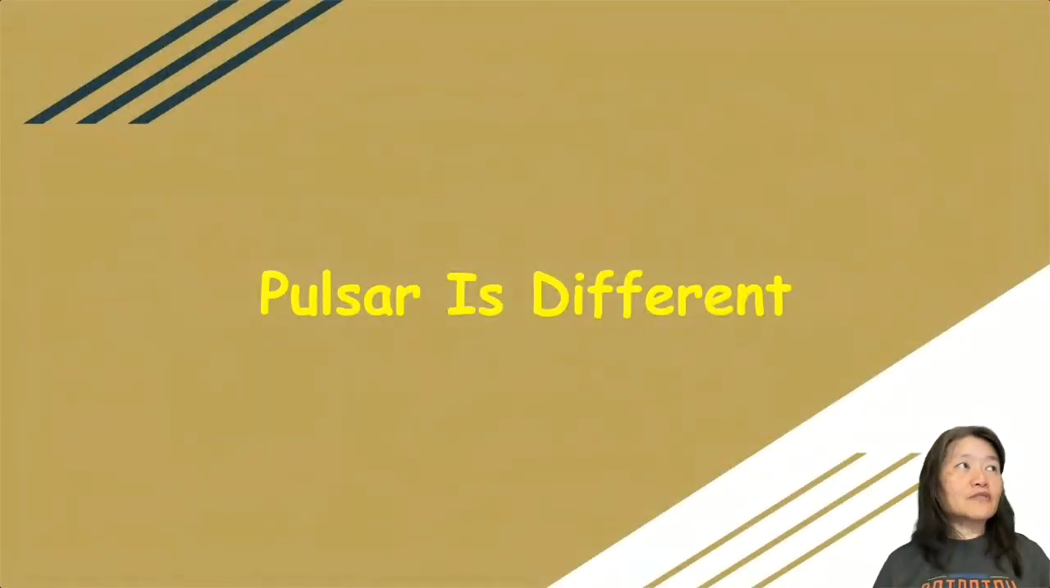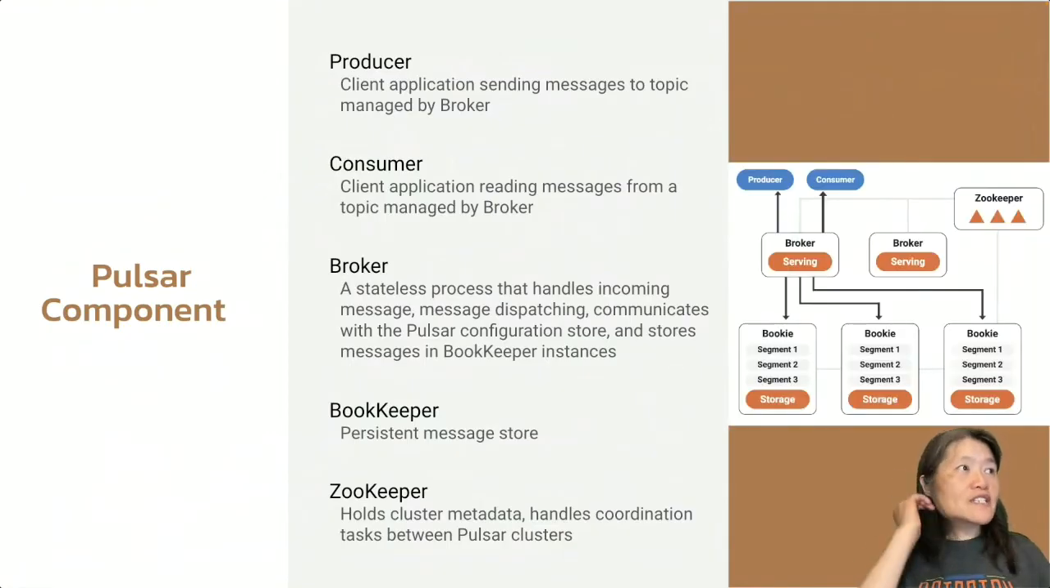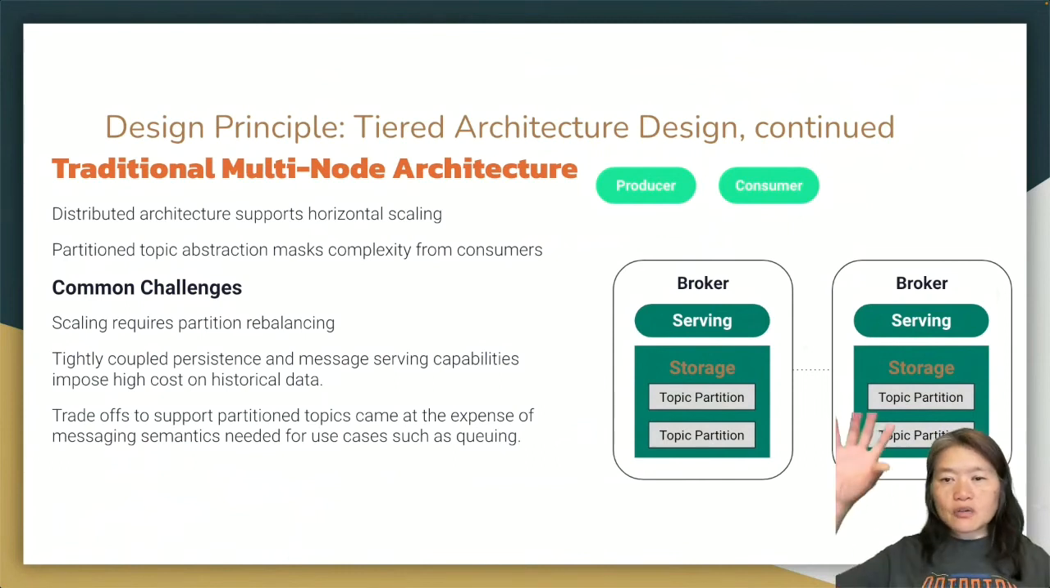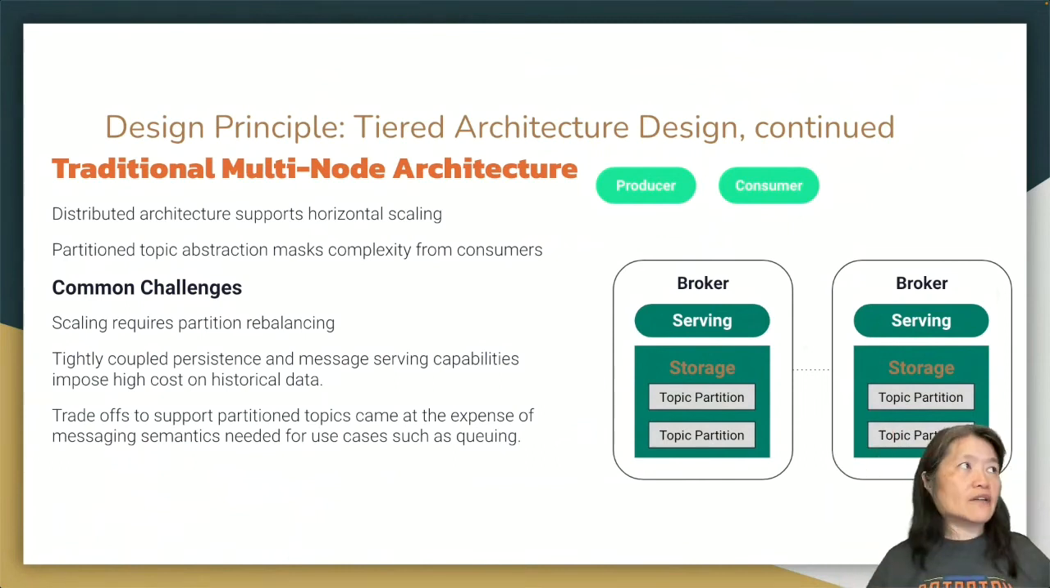And Pulsar is different. Now, this one I already described, right? Producer, consumer, broker, bookkeeper, and zookeeper. These are essentially the 5 fundamental components of a Pulsar system. And this is also a summary of how it takes on a very tiered architecture design, and it supports vertical scaling and horizontal scaling really well.